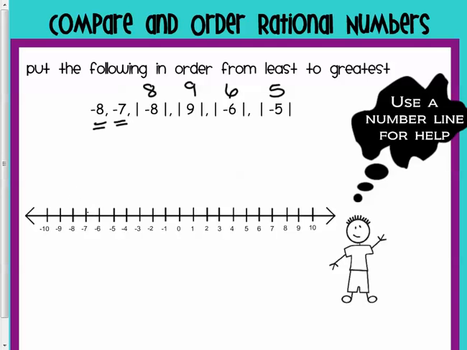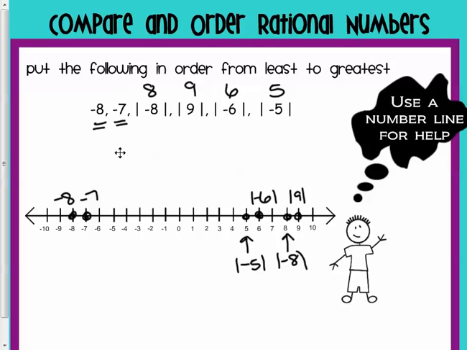So I'm going to plot -7, I'm going to plot -8, I'm going to plot 9, which is the absolute value of 9. Oops, I skipped absolute value of 8, which is right here. So this is the absolute value of -8. The absolute value of -6 is at +6. And the absolute value of -5 is at 5.